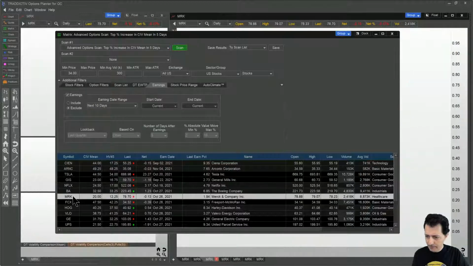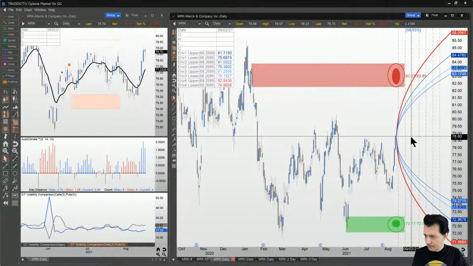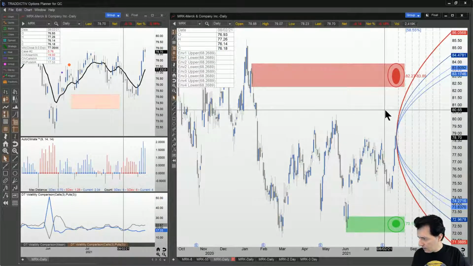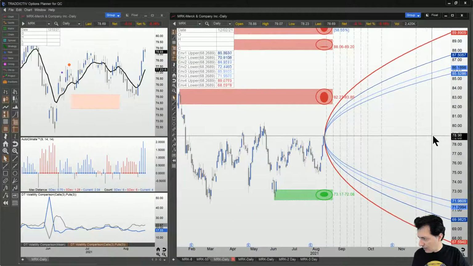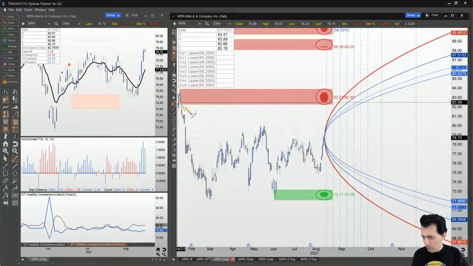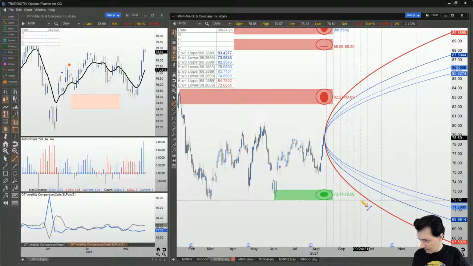What about Merck? Merck with earnings on October 26. So well, we can do many things here. Now this is a lower price stock. Because it's lower price, the options are cheaper as well. That UFO is lining up with that date, which is the beginning of October.